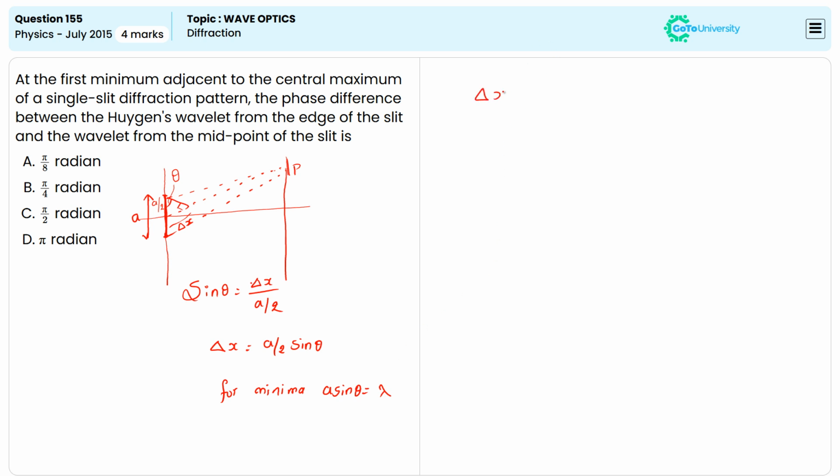Then delta x is equal to a by 2 sine theta, that we can write as lambda by 2. Phase difference delta phi is equal to 2 pi divided by lambda into delta x. Delta x is nothing but lambda by 2. If I substitute that value lambda by 2, then the 2 will get cancelled, lambda will get cancelled. Then delta phi is equal to pi radians. Then the answer option D is our right answer.